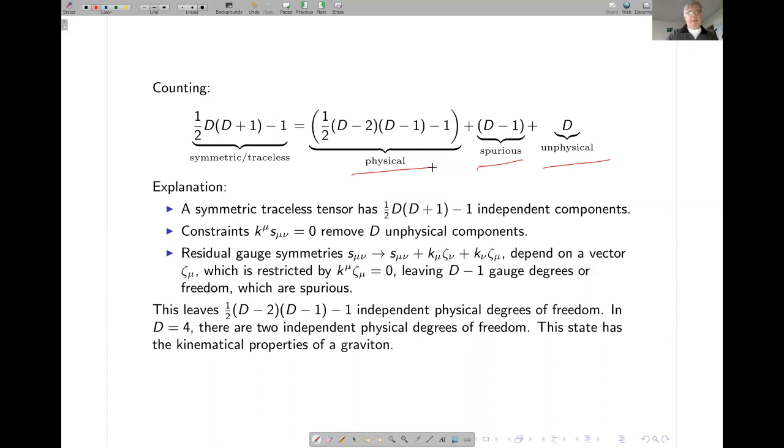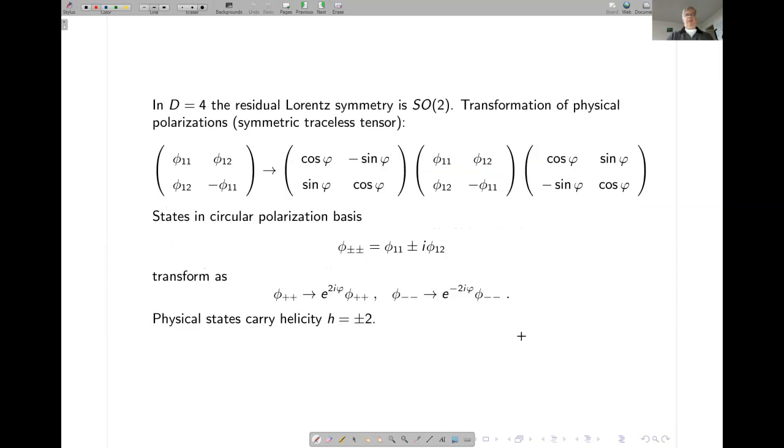But the upshot is we end up with 1/2 (d-2)(d-1) minus 1 independent degrees of freedom. And I claim that this matches with the physical degrees of freedom that a graviton has in dimension capital D. In particular, in D equals 4, we have 2 independent physical degrees of freedom. And here we can make the connection more explicit.